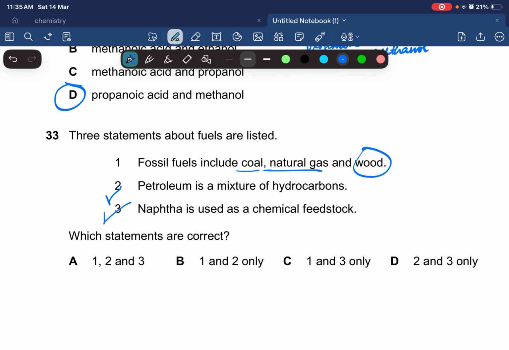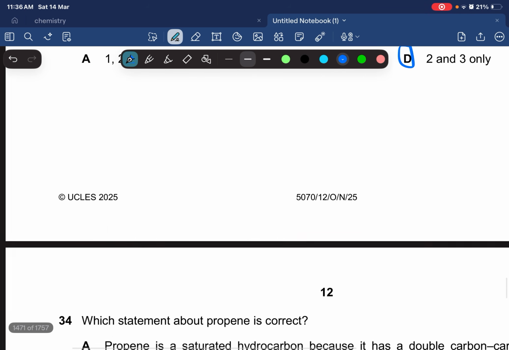Wood, because fossil fuels are those that are non-renewable, but wood is renewable. You can get it again and again by planting crops. But coal and natural gas are not going to come after just 2 days. They're going to come after millions of years.